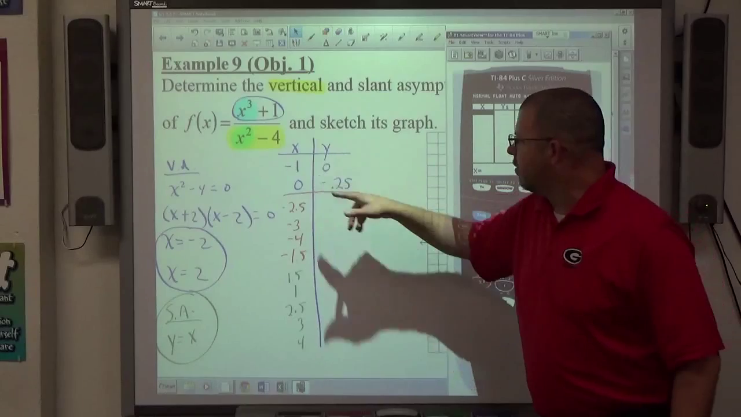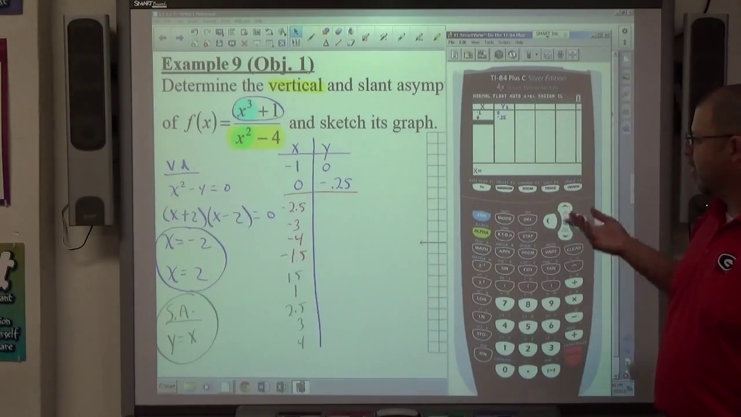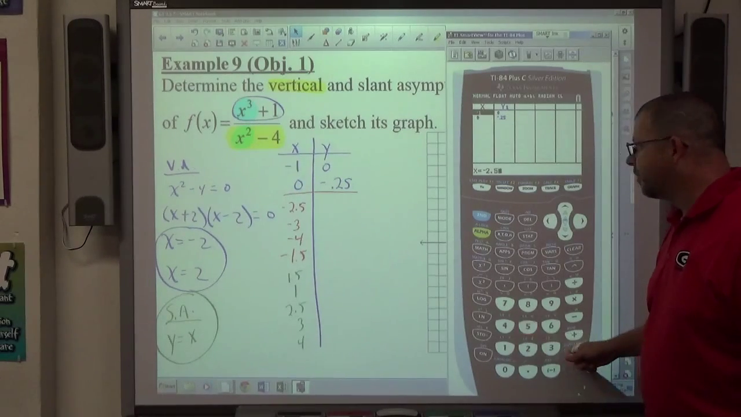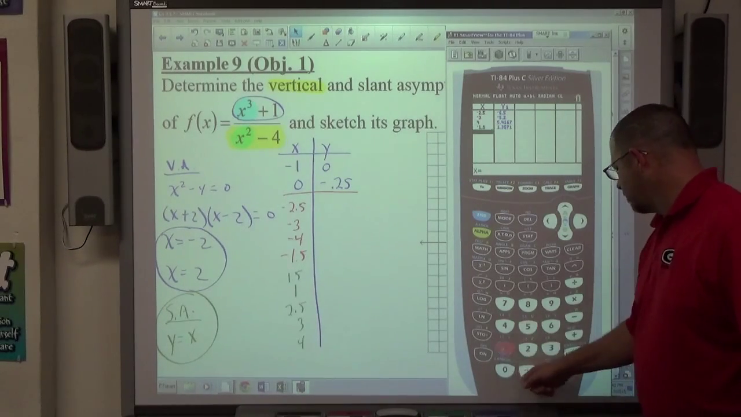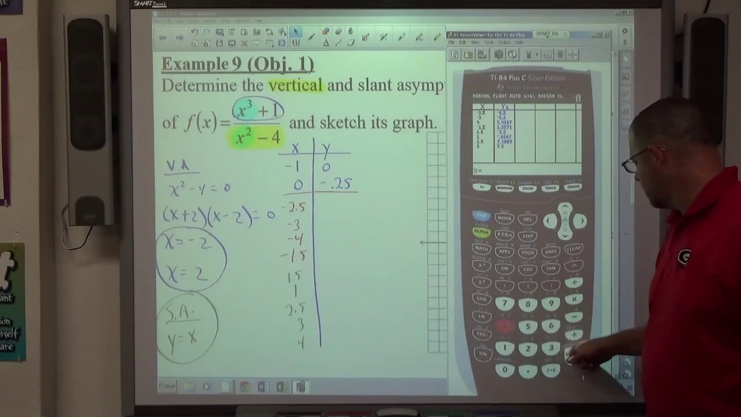I've already got -1 and 0 evaluated. If I'm not sure, I can always put those numbers in to verify that I got the right results, which I do. Continuing on, I've got -2.5, -3, -4, -1.5, +1.5, 1, 2.5, 3, and 4.